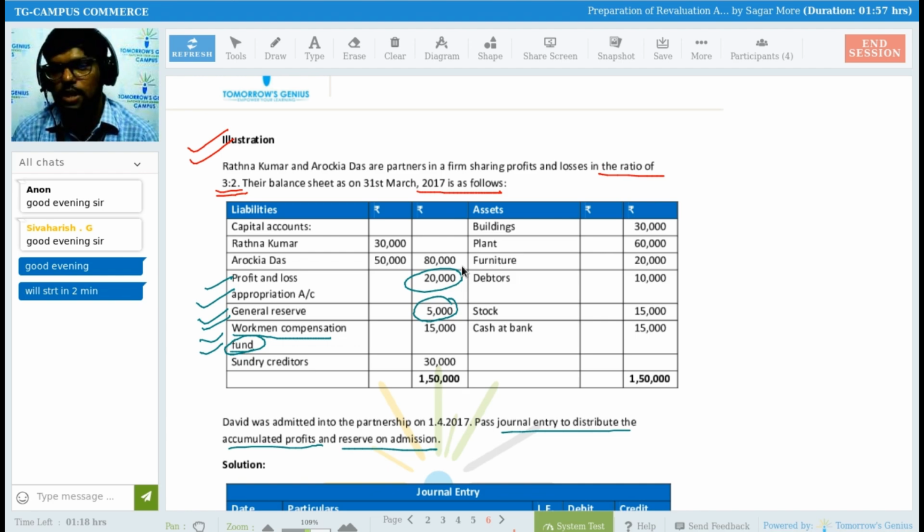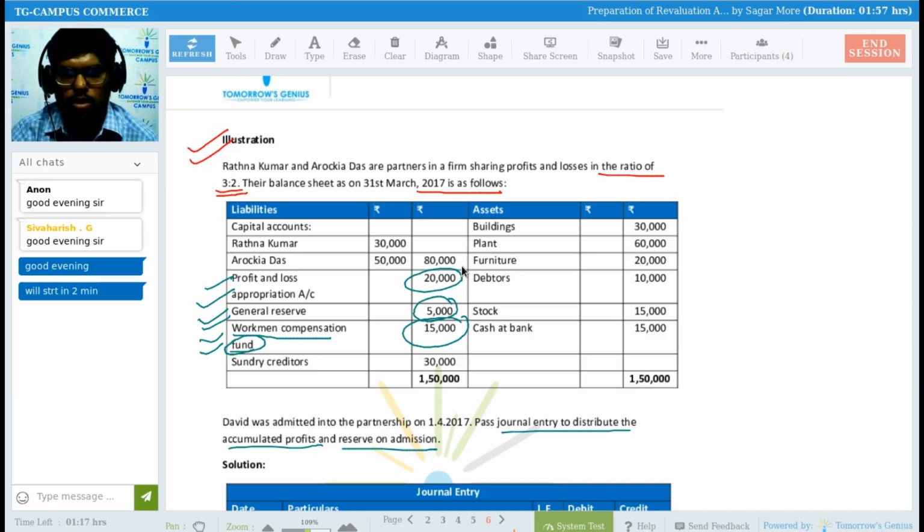So before admission of a partner, if there is no claim on that fund, what is the meaning of claim, sir? Claim means we are not supposed to pay anything to any worker. Then to whom does that profit belong? That compensation fund belongs to the old partners now, so we have to distribute it to the old partners only as per their old profit sharing ratio. Understood? All these three profits we have to distribute. So tell me the journal entry.